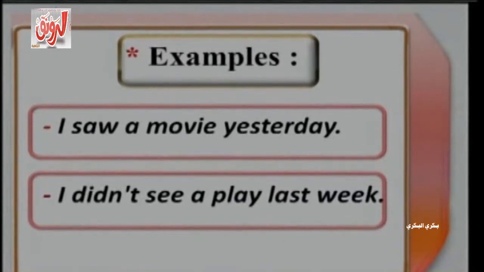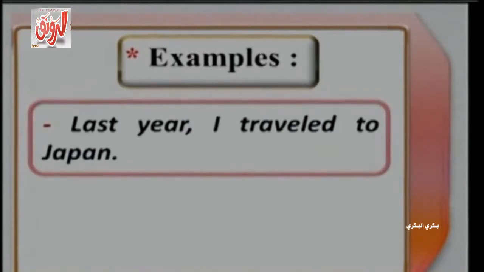I didn't see a play last week. Last week is an adverb showing the past action, the action that happened and finished. With I didn't, we have turned the action negative. The first one, of course, was affirmative. The second example is a negative one. Also, last year I traveled to Japan. It doesn't matter if you begin or end your sentence with last year. All are the same.